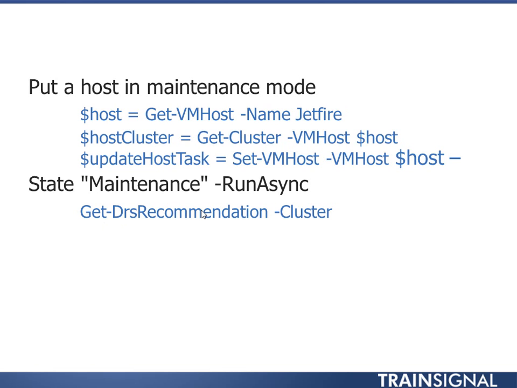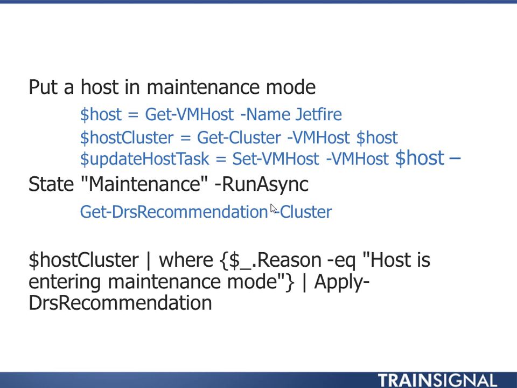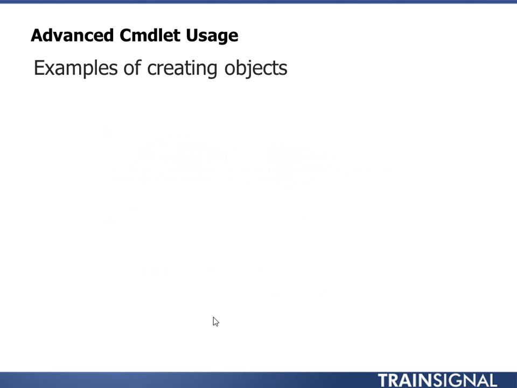Then you can do Get-DRSRecommendation for that cluster, and then in this host cluster, where the reason is host is entering maintenance mode, apply those DRS recommendations. Because if we just said apply DRS recommendations, it would apply all of them, whether it's for that host or not. But this is a way to say, look, if the host is in maintenance mode, we can apply the DRS recommendations if they're not set to do it automatically. What I want you to get is just to understand you can push things into variables and then use those variables as you go through other commands.